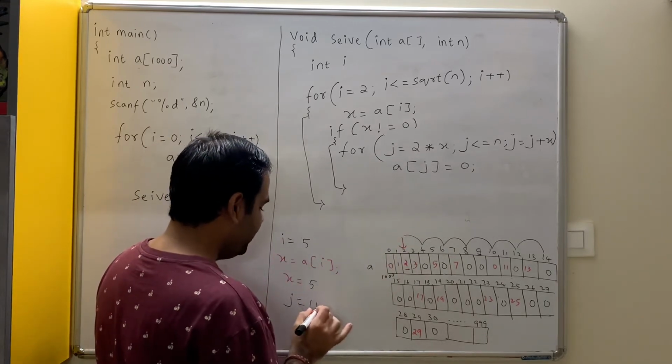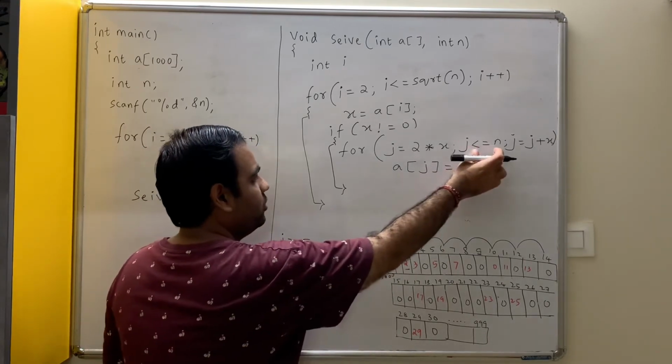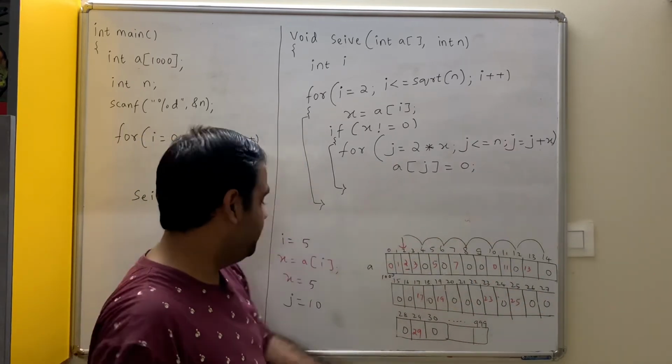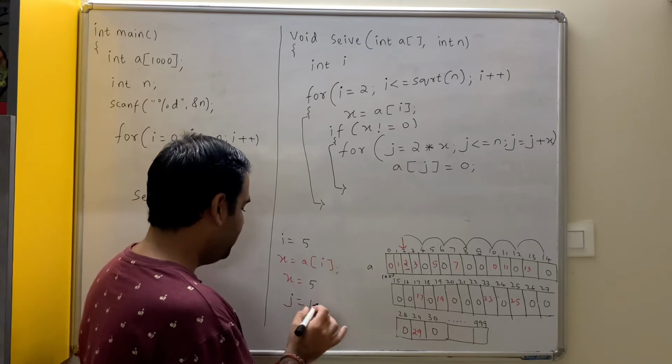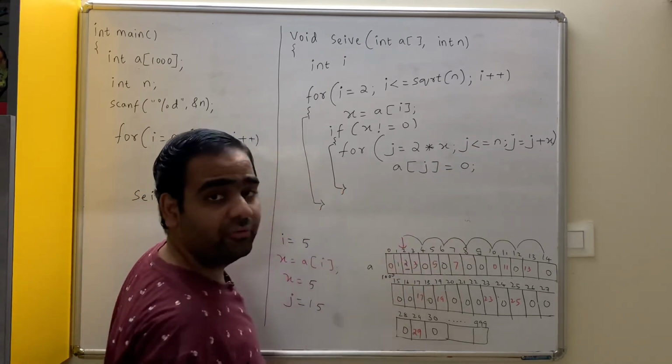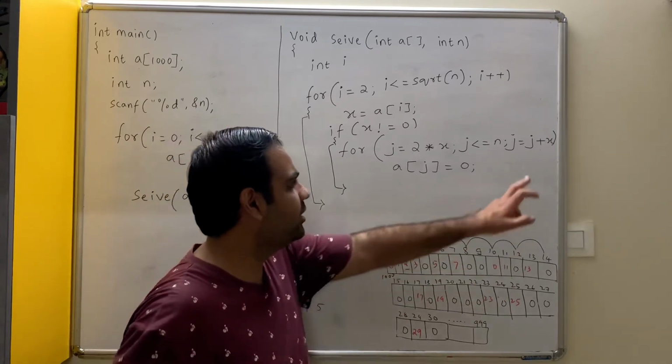2 into 5 is 10. 10 less than or equal to 30. Yes, you make A of 10 as 0, which is already 0. j is j plus x. 10 plus 5. What is 10 plus 5? 15. 15 less than or equal to 30 is true. You make A of 15 as 0, which is already 0. Again, nothing will happen.